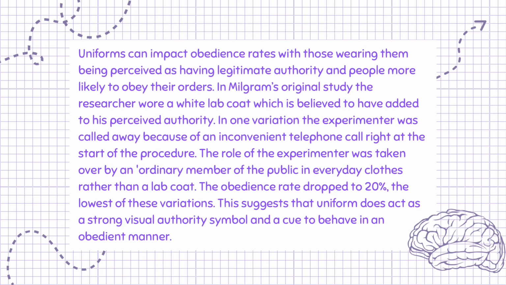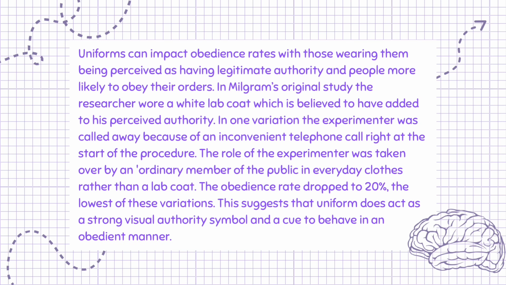Uniforms can impact obedience rates, with those wearing them being perceived as having legitimate authority and people more likely to obey their orders. In Milgram's original study, the researcher wore a white lab coat, which is believed to have added to his perceived authority. In one variation, the experimenter was called away because of an inconvenient telephone call right at the start of the procedure.